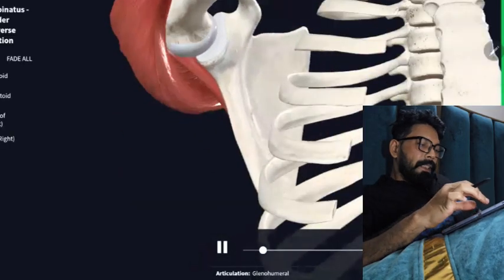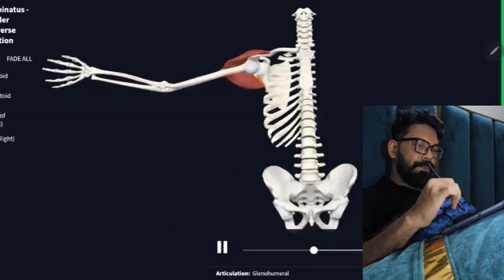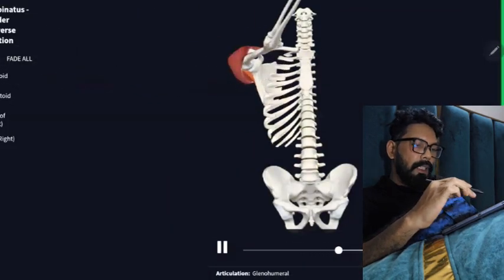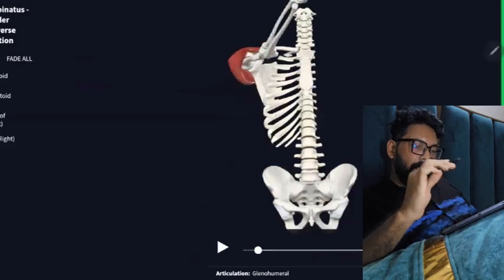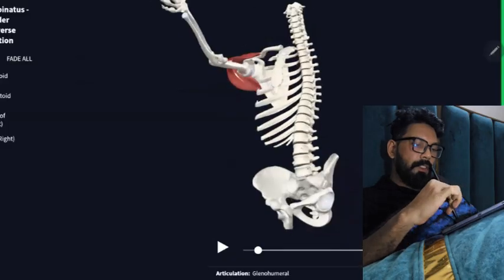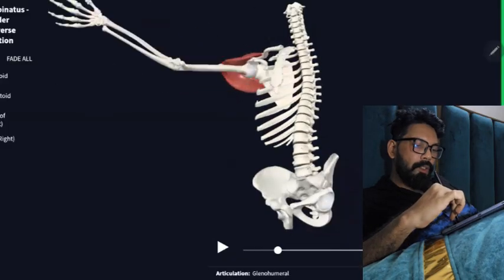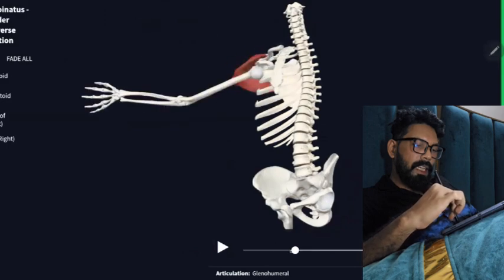And then infraspinatus will help doing this. So first you have to raise your hand and then this one. See? So what will you do from this place? Infraspinatus will pull the hand outwards like this. You can see it like slapping.